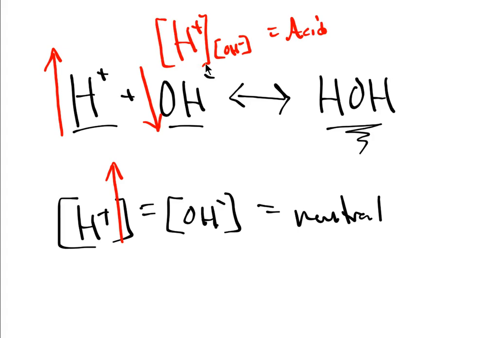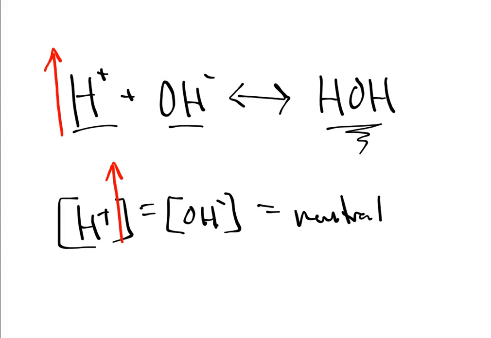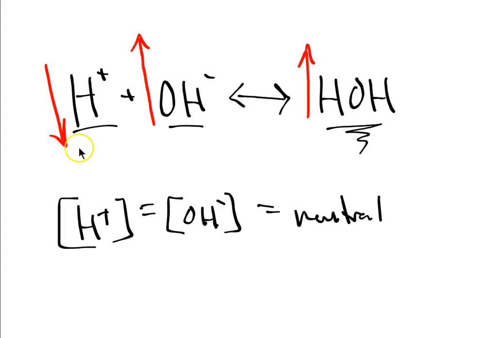Okay, vice versa, if I back all that out and now I add a base, so the hydroxide goes up. That makes more water form, which means the H+ goes down. Now I have a large concentration of OH- and a small concentration of H+, and we would say this solution would be basic.